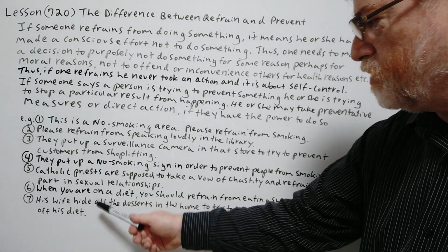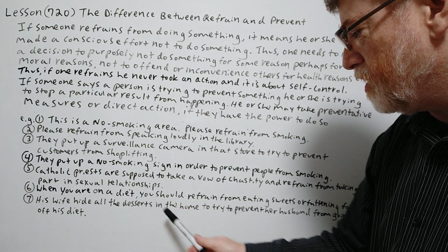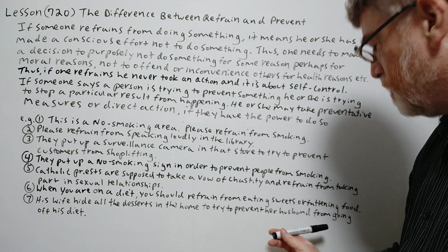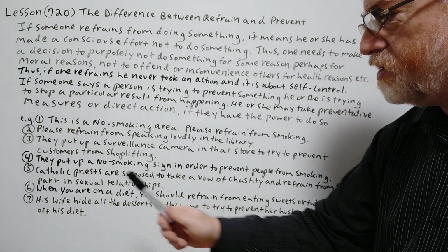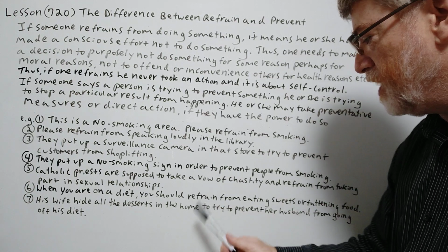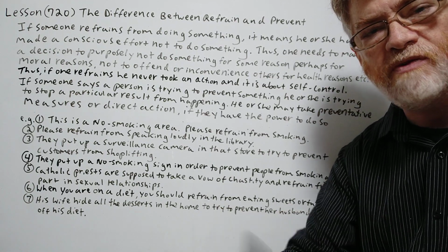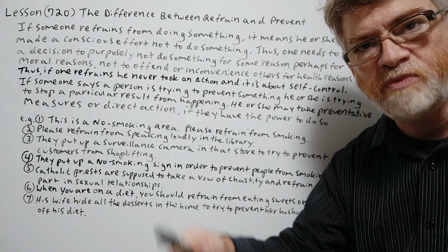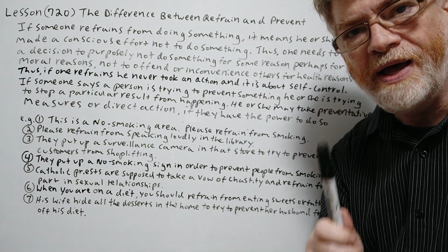Okay, and number 7, his wife hid all the desserts in the house to try to prevent her husband from going off his diet. So the wife made an action. She made an effort, and she was trying to prevent something from happening. She was trying to prevent her husband from going off the diet.